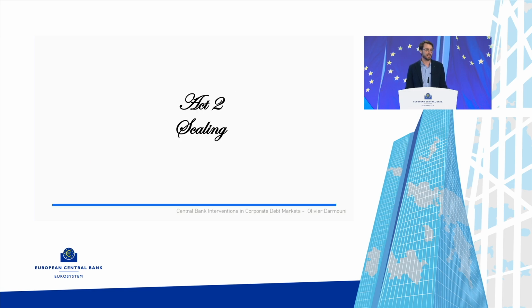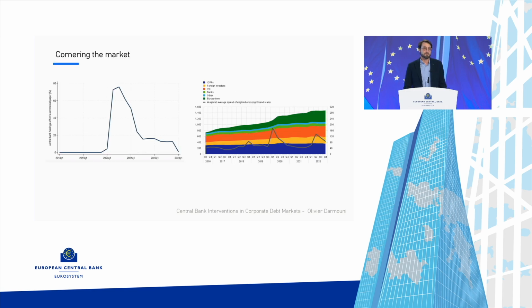Act 2 is scaling. Here, one observation that I often make is how often, if not always, these programs end up cornering the market. You've seen the graph on the left already. At the peak, the ECB is holding 80% of the paper issued by this firm. That's an incredibly large amount. In other markets, there are also very large holdings.